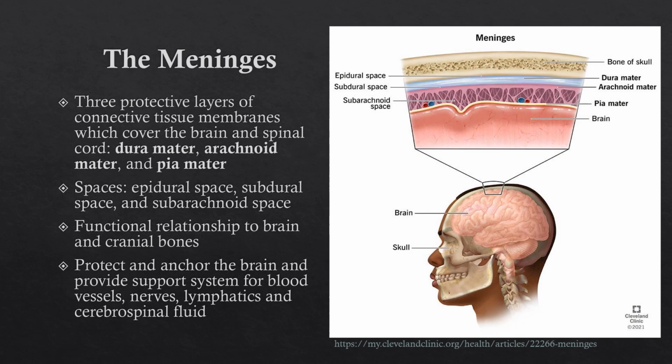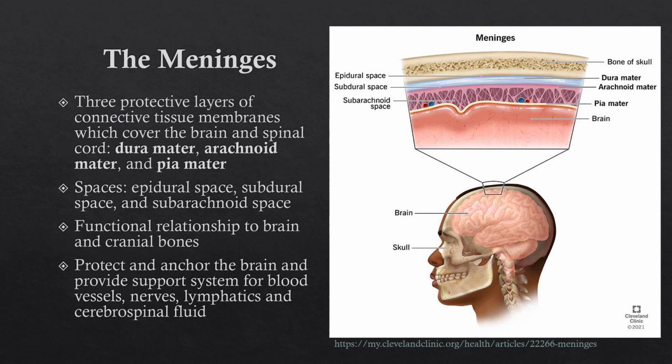The meninges. The meninges are three protective layers of connective tissue that cover the brain and the spinal cord. The three layers of membranes are known as the dura mater, arachnoid mater, and pia mater. Within the meninges, there are three spaces: the epidural space, the subdural space, and the subarachnoid space. The meninges protect and anchor the brain and provide a support system for blood vessels, nerves, lymphatics, and cerebrospinal fluid within the central nervous system.